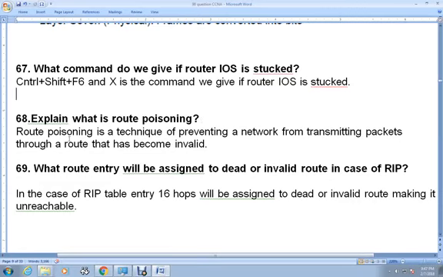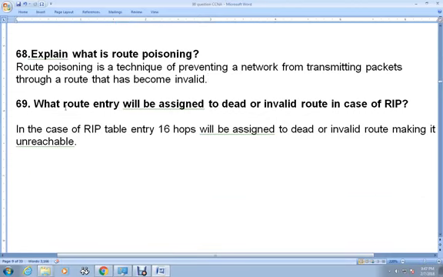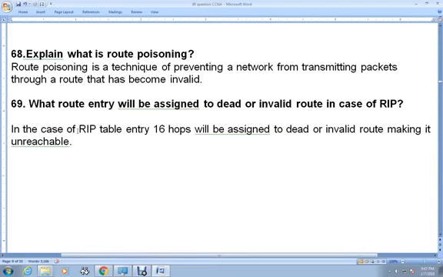Explain what is route poisoning. So guys, route poisoning is a technique of preventing a network from transmitting packets through a route that has become invalid. If you want it in detail, please subscribe to my channel and search for this video. You will get how it works. Now, what route entry will be assigned to a dead or invalid route in the case of RIP? In the case of a RIP table entry, 16 hops will be assigned to a dead or invalid route, making it unreachable.